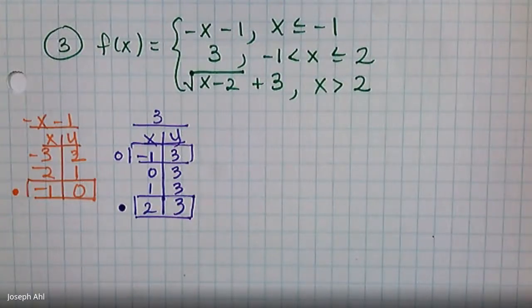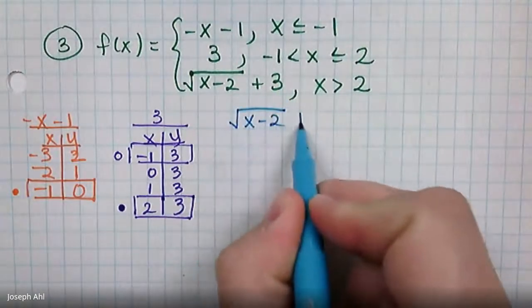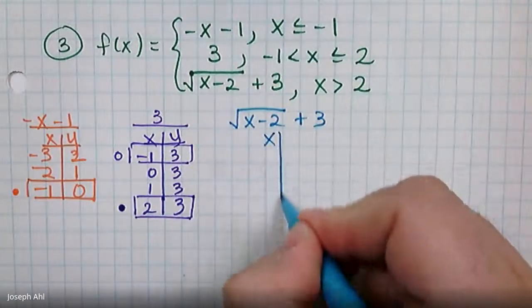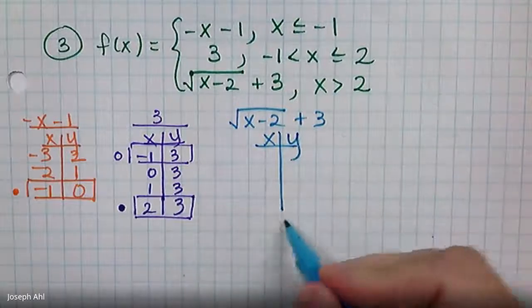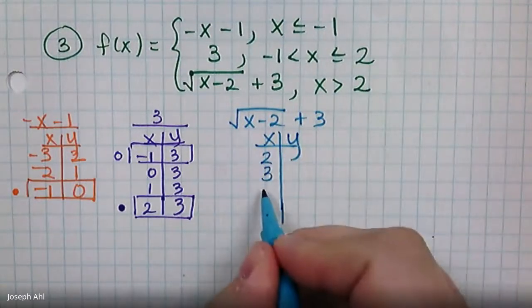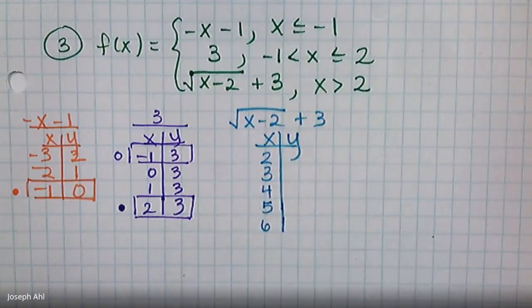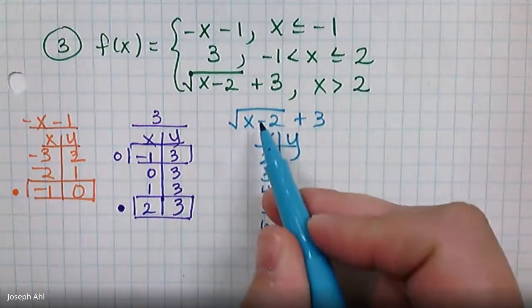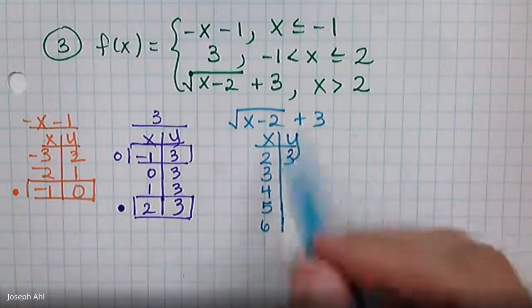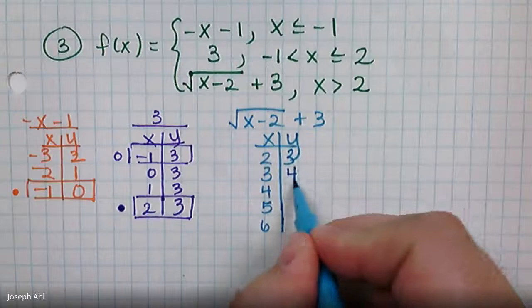And then finally, for the last part of our graph here, for the square root of x minus 2 plus 3, we would need values like 2 and 3 and 4 and 5 and 6. I'll explain why I'm adding a few more values to the table here in just a second. All right, so if I plug in 2, we get 0 under the radical. Square root of 0 is 0, plus 3 is 3. If I plug in 3, you're going to get a 1 under the radical. Square root of 1 is 1, plus 3 is 4.